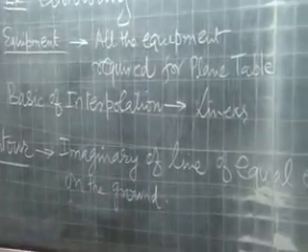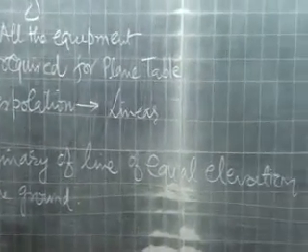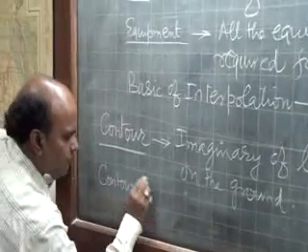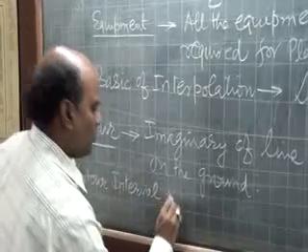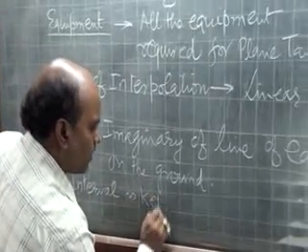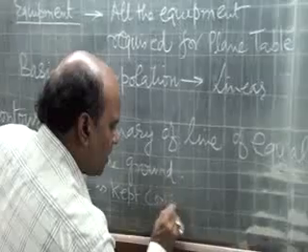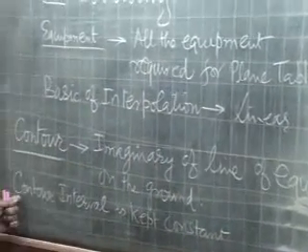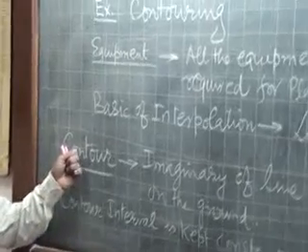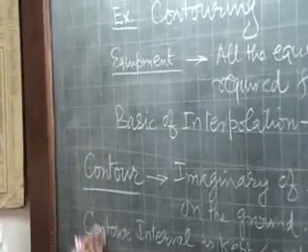In a map, in an area, contour interval is kept constant. This is very important to be remembered, that contour interval is kept constant while carrying out the mapping for the area. Contour interval basically is the distance, is the elevation difference between two successive contours.